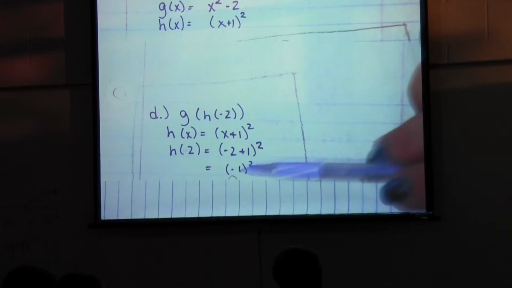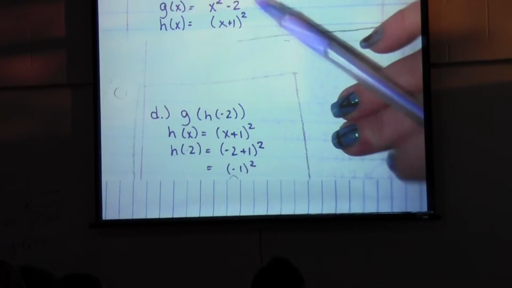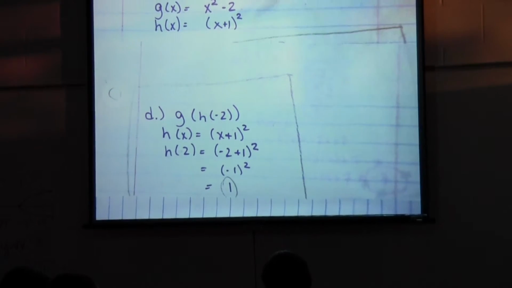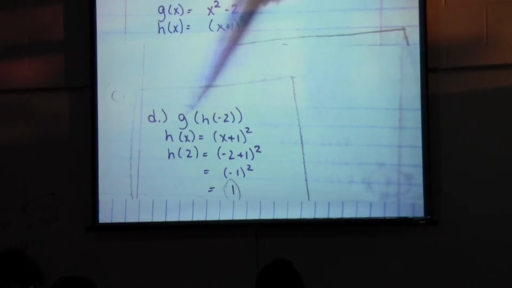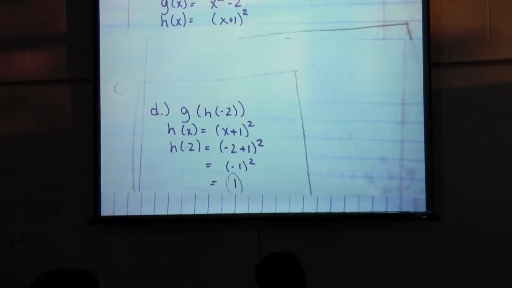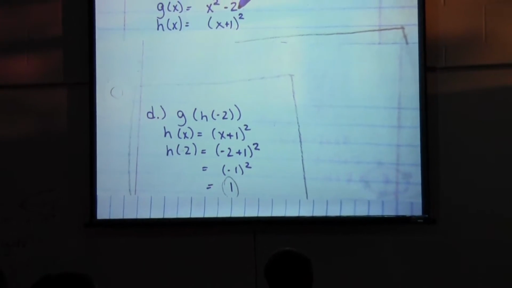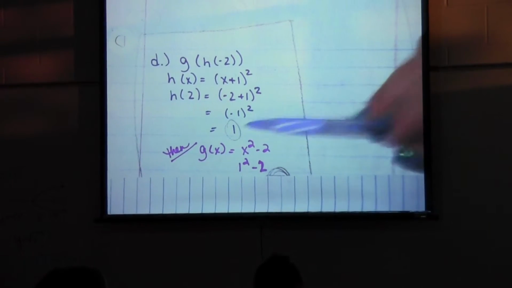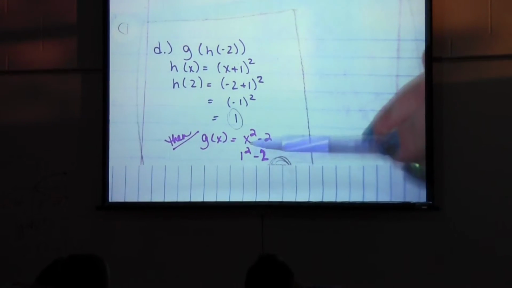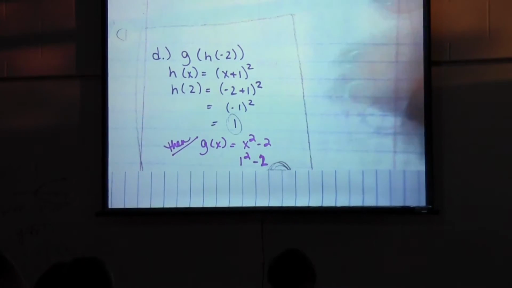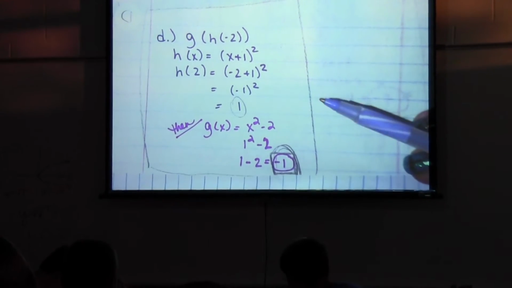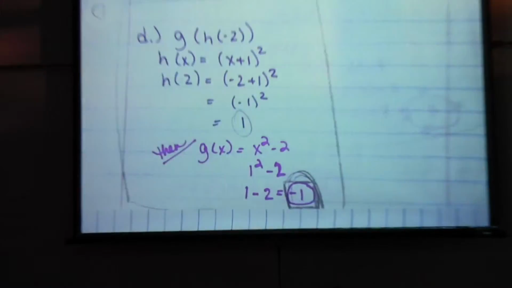Negative 2 plus 1 is negative 1, which when I square it gives me positive 1. Now I'm going to take that positive 1, so that's what this whole thing equals, and I'm going to plug it into my g equation, which was x squared minus 2. So I'm going to take that positive 1 and plug it in here for the x. 1 squared minus 2 gives me 1 minus 2, or just negative 1 for my final answer.